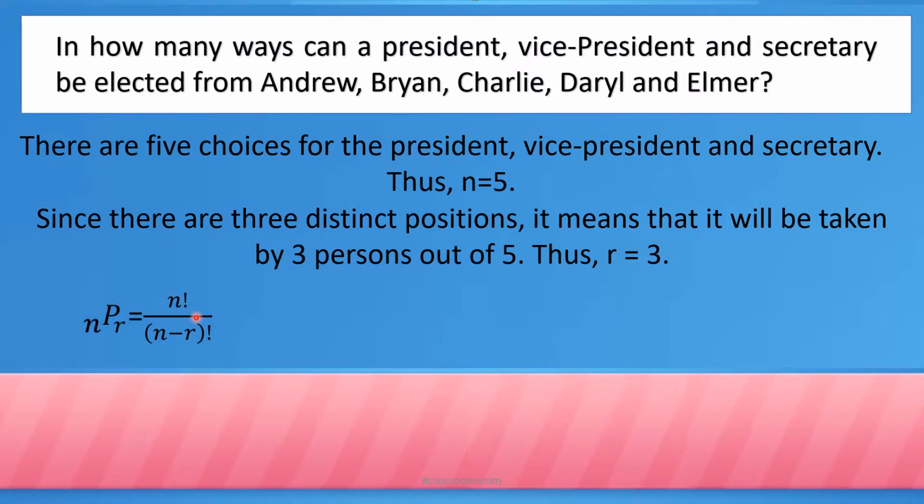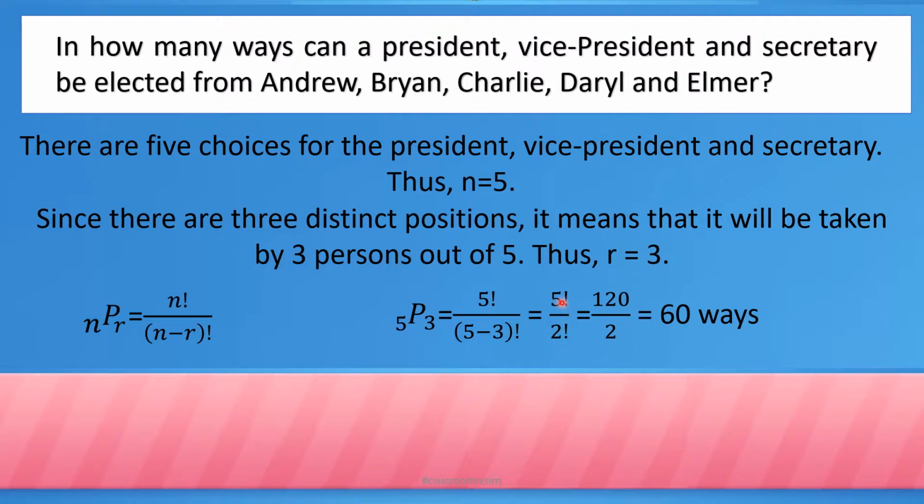In our formula, permutation of n taken r at a time is equal to n factorial over n minus r factorial. When we substitute the values of n and r, we come up with permutation of 5 taken 3 at a time is equal to 5 factorial over 5 minus 3 factorial. It is equal now to 5 factorial over 2 factorial.